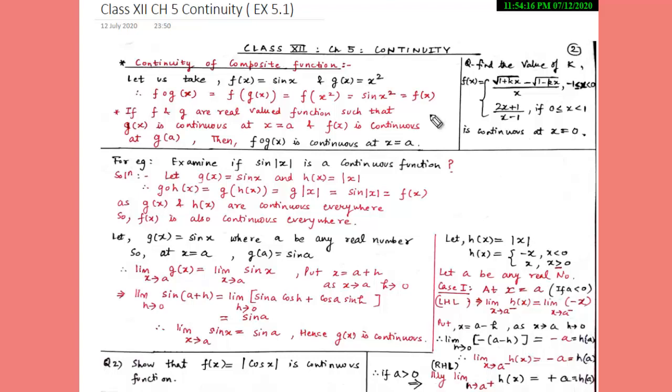Students, today in this video, we will do our next topic of chapter 5, continuity, which is continuity of a composite function. As we have already studied in our first chapter, that is relations and functions, student, composite function means composition of two functions.